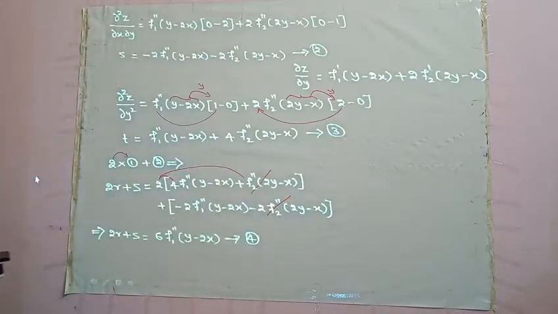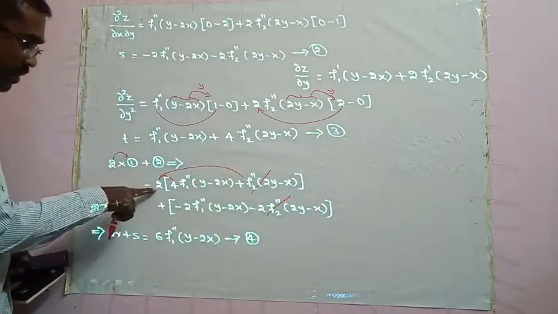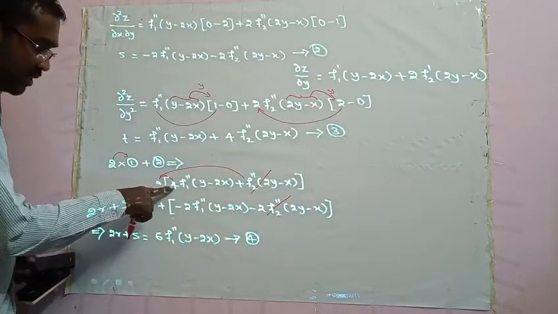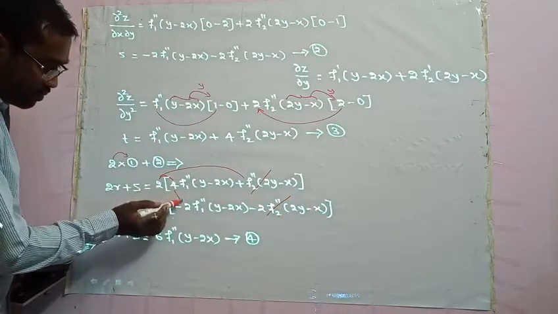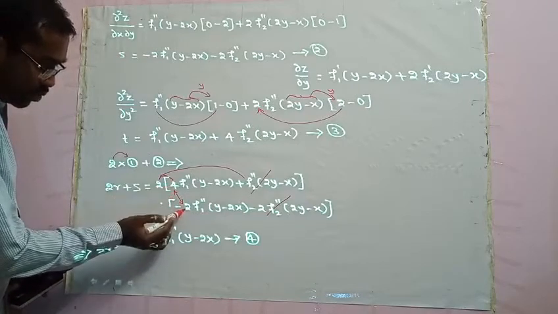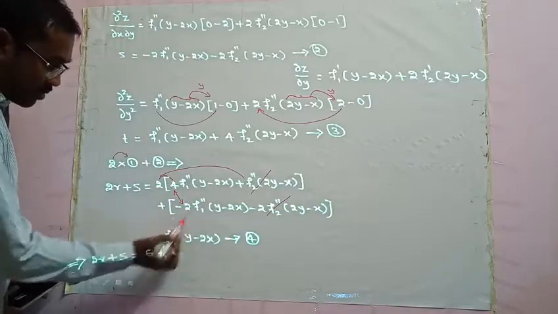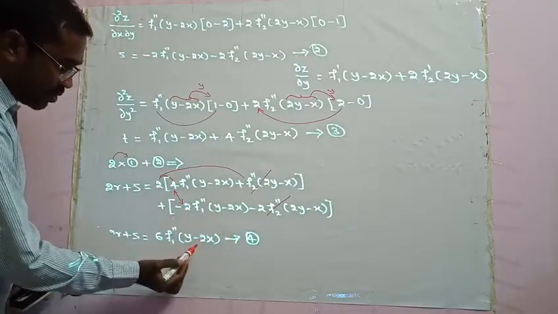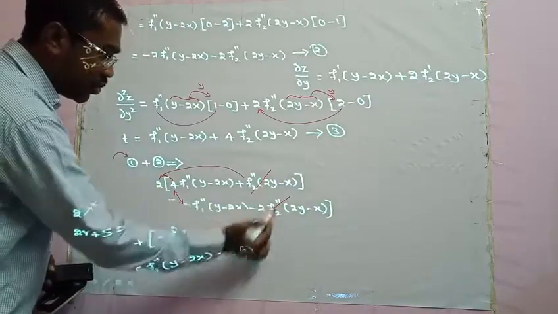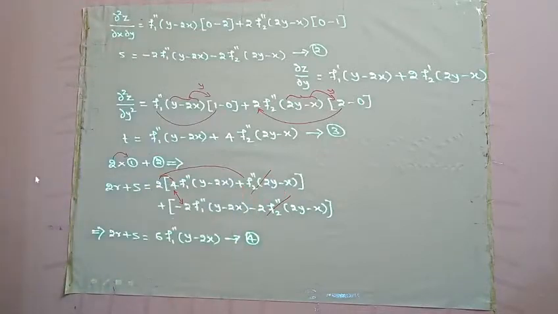Let us see here. This is 2 4 the 8. 8 minus 2 is 6. f2 double dash, so f1 double dash of y minus 2x, and these two has got cancelled. So this is our equation number 4 now. Call it as equation number 4.